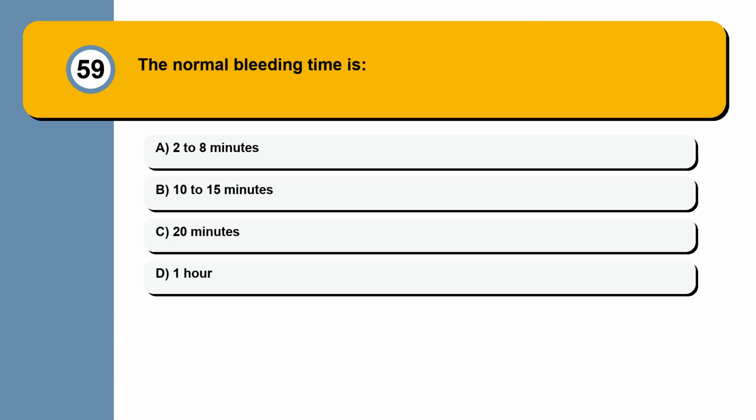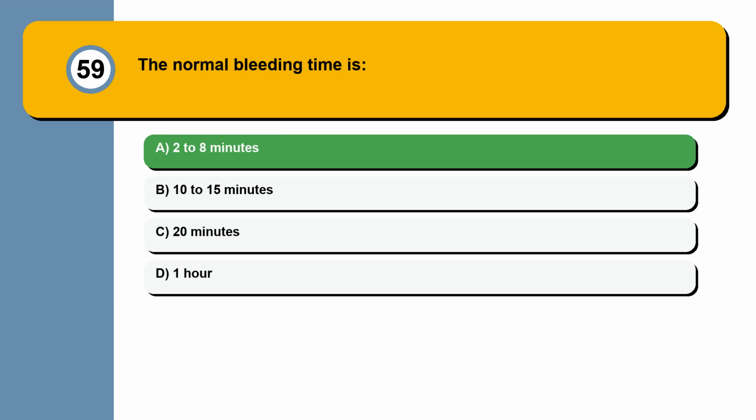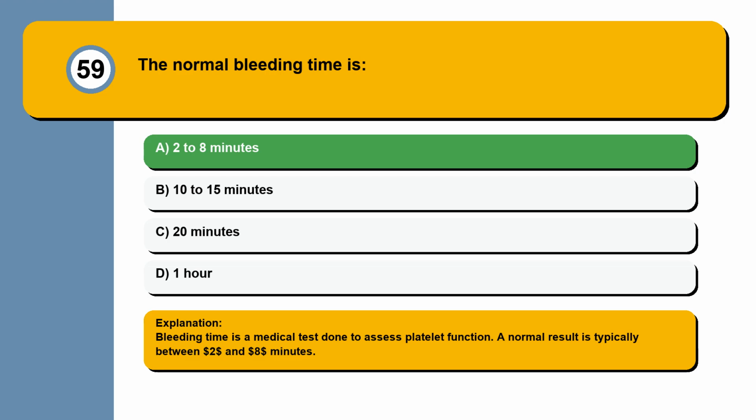Question 59. The normal bleeding time is. Here are your options. Option A, 2 to 8 minutes. Option B, 10 to 15 minutes. Option C, 20 minutes. Option D, 1 hour. The correct answer is option A, 2 to 8 minutes. Explanation. Bleeding time is a medical test done to assess platelet function. A normal result is typically between 2 and 8 minutes.